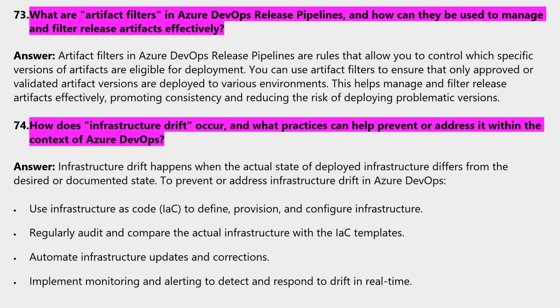How does infrastructure drift occur, and what practices can help prevent or address it within the context of Azure DevOps? Answer: Infrastructure drift happens when the actual state of deployed infrastructure differs from the desired or documented state. To prevent or address infrastructure drift in Azure DevOps, use infrastructure as code (IaC) to define, provision, and configure infrastructure. Regularly audit and compare the actual infrastructure with the IaC templates. Automate infrastructure updates and corrections. Implement monitoring and alerting to detect and respond to drift in real time.